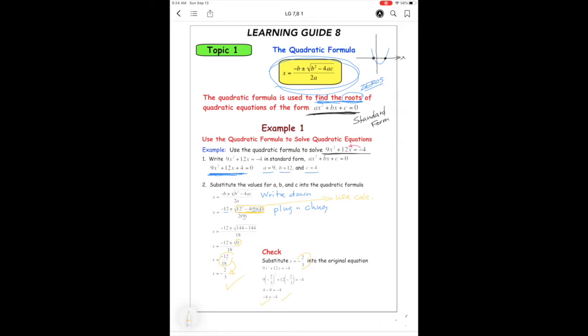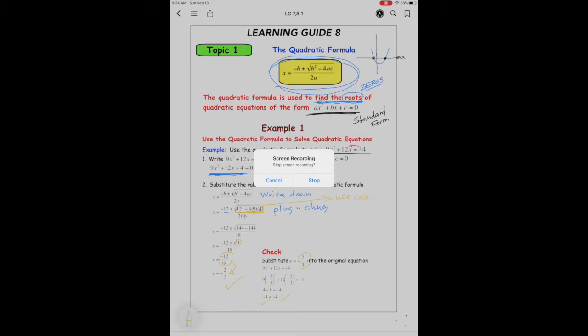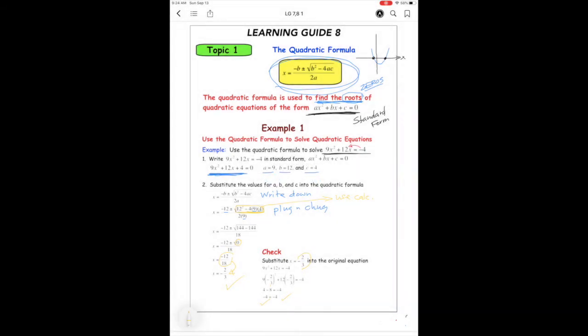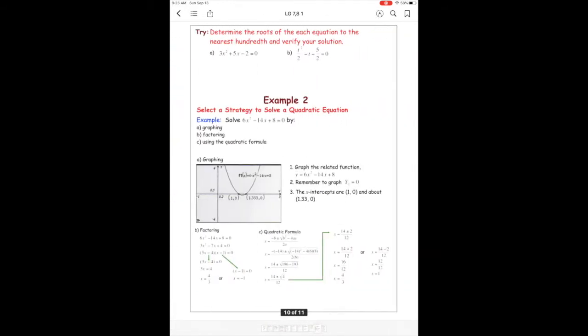And you can check, right? You can check by plugging that in there and there, and if -4 equals -4, you know it's a solution. All right, and we'll come up with other ways of checking as well. All right, so let's move on. Now we have some try questions. So you can pause your video here and then write the answer.